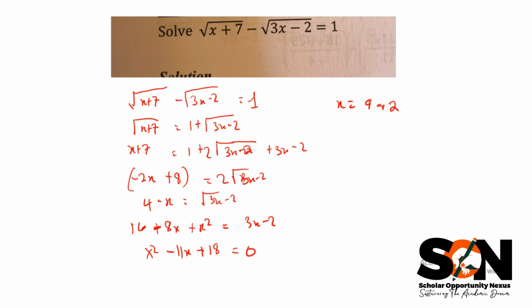So you substitute them like we did. So if you have 2 here, you get 9, which will give you 3. If you substitute 2 here, you get 4, which will give you 2, which will give you 1. And then when you substitute 9 inside, 9 plus 7, you get 16, which will give you 4. Minus here, you get 3 times 9 is 27, minus 2 will give you 25, so this will give you 5, which is negative 1. So it then shows that 9 does not satisfy, only 2 satisfies. So therefore x is equal to 2.